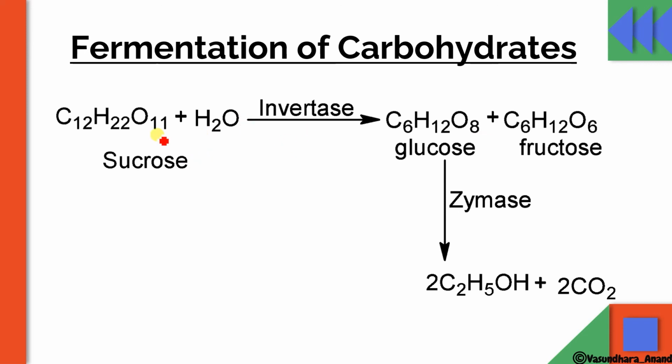When sucrose undergoes fermentation, invertase enzyme की presence में, it will give you glucose and fructose, and glucose on further fermentation in presence of zymase enzyme will give you alcohol with carbon dioxide. This is a very common reaction and all the bio students know this thing. So that's all about the preparation of alcohol.